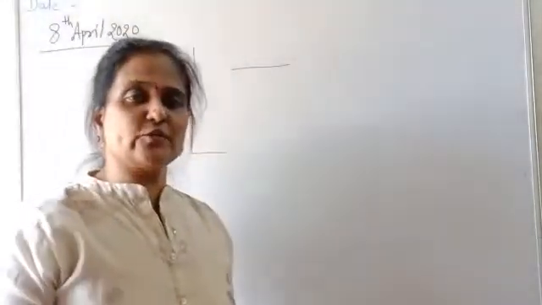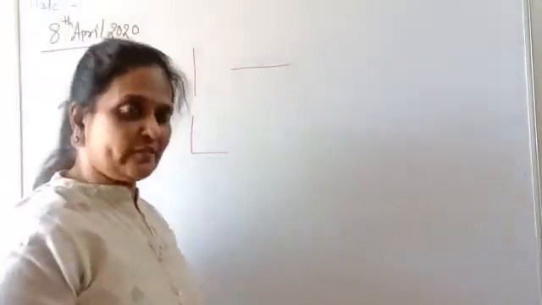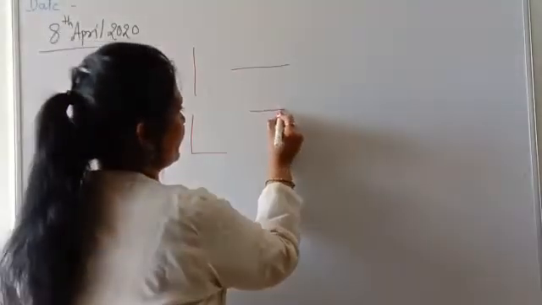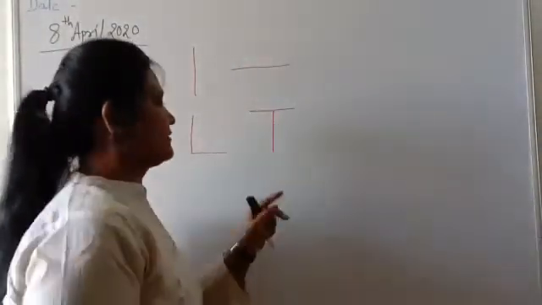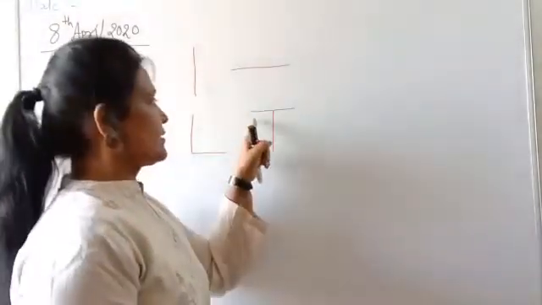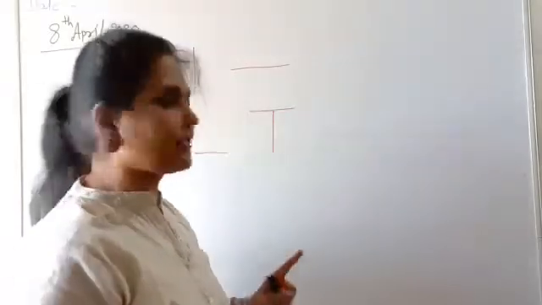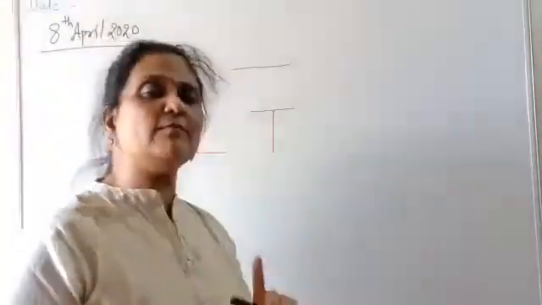L says L. Standing line, sleeping line. Now I will teach you the next letter. T. How to draw a T? First, you have to teach the sleeping line, standing line. This is T. Sleeping line, standing line. It becomes T.